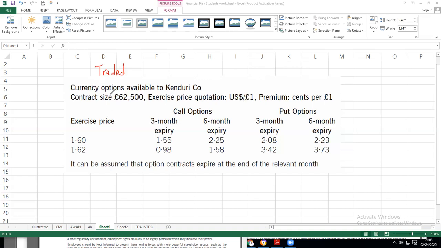This table is fairly standard. This is what we call a traded option, an option that you find in an options market. And normally we say futures and options, or options and futures market. So the same markets where we have futures. That's the first point to take.